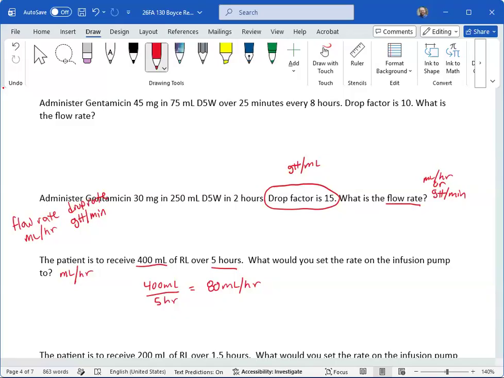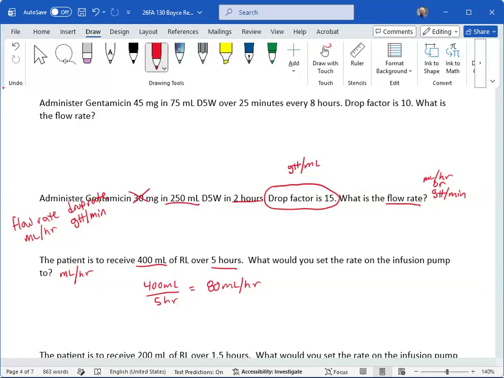Let's go through this and look at this question. So it says administer gentamicin 30 milligrams in 250 mL dextrose 5% water in 2 hours, and the drop factor is 15. What is the flow rate? So the first thing I'm going to do is calculate the flow rate. Okay. So remember, I only need two pieces of information to calculate the flow rate. I need the volume and I need the time. Do I need to worry about the strength of the medication? Not for this calculation.